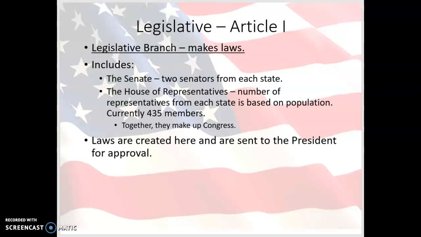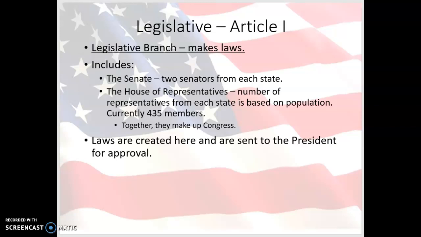Now, this branch makes laws, and this includes two groups, the Senate, which equals 2 senators from each state, and the House of Representatives. Now, for the House of Representatives, the number of representatives is different based on your state's population. So states like Texas have more representatives than states like Rhode Island. And currently there are 435 members of the House, and together these two groups of people make up what we call Congress.